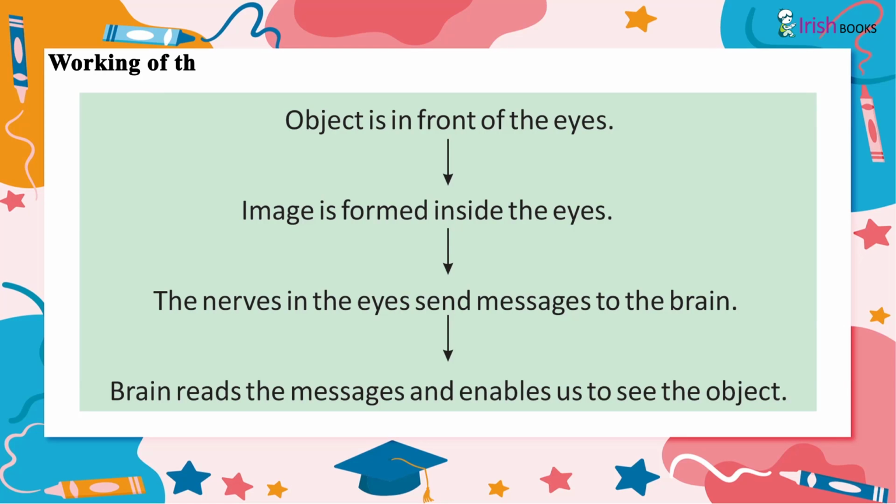Working of the eye. Object is in front of the eyes. Image is formed inside the eyes. The nerves in the eyes send messages to the brain. Brain reads the messages and enables us to see the object.